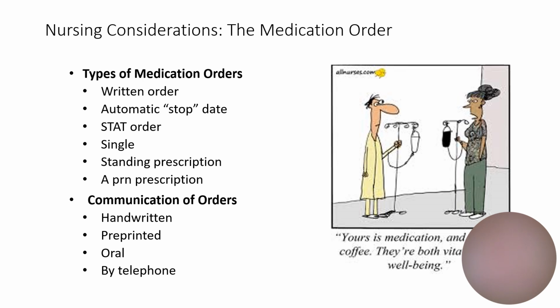When you get an order by telephone, usually this will be in response to a call you have placed to report a change in the patient's condition or the results of lab or other tests. The provider usually must co-sign verbal and telephone order prescriptions within 24 hours. That would be something for you to remember.